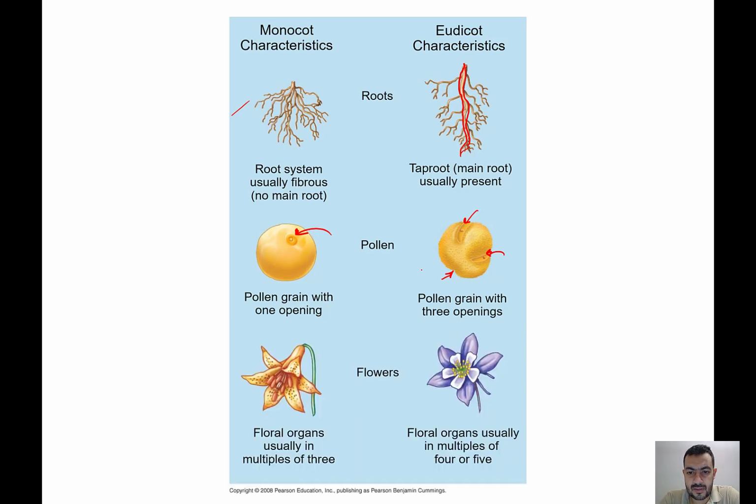The last characteristic is the number of floral organs. So by looking at the flower, if you find it in multiples of 3, that is a characteristic of monocots. So here 1, 2, 3, 4, 5, 6. So multiples of 3, that makes it a flower belonging to monocots. If it is multiples of 4 or 5, that makes it a dicot plant. So here we have 1, 2, 3, 4, 5. That makes it a dicot plant.